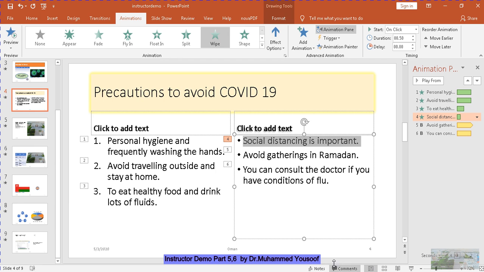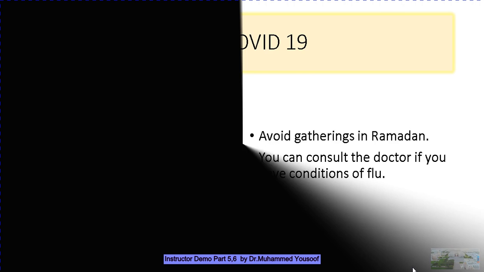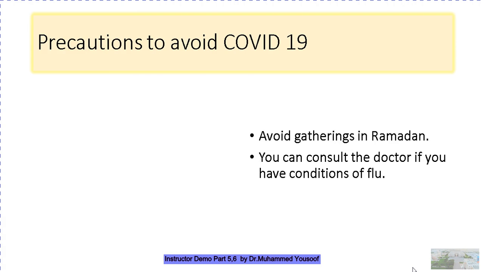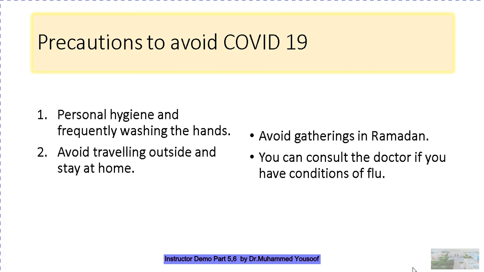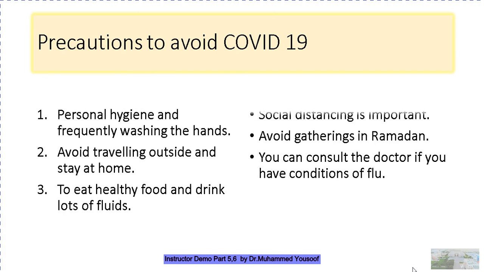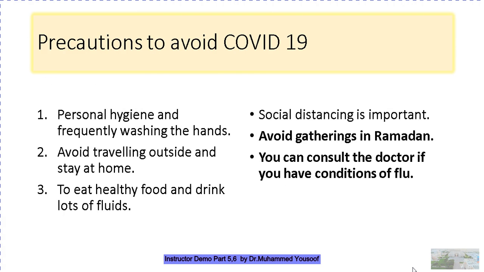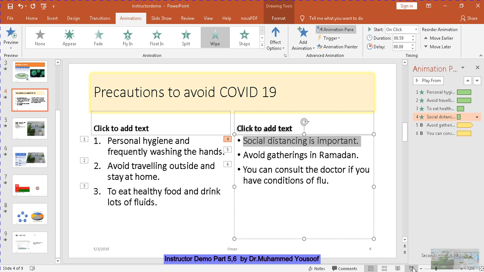Now let us see what will happen. I will go here. See now, one is not there. Why? In the entrance I applied an animation. See now. This is emphasis. On the text you want to apply some animation. Okay, that's it. So you got the idea of animation.